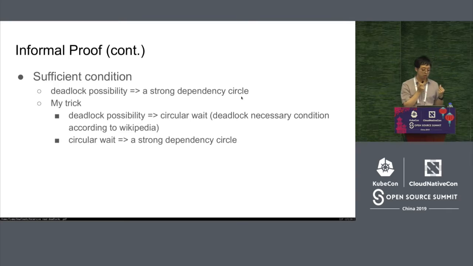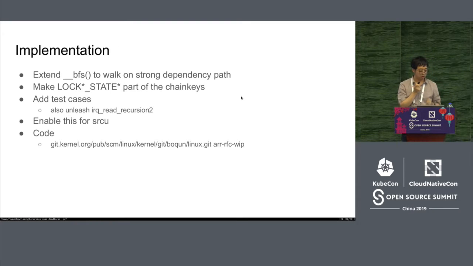And for the reverse direction, we can see that the deadlock possibility means we will have this condition for circular wait. For the circular wait, we can build a loop gradually. So there must be a strong dependency circle. And this is for the algorithm, and this is for implementation.